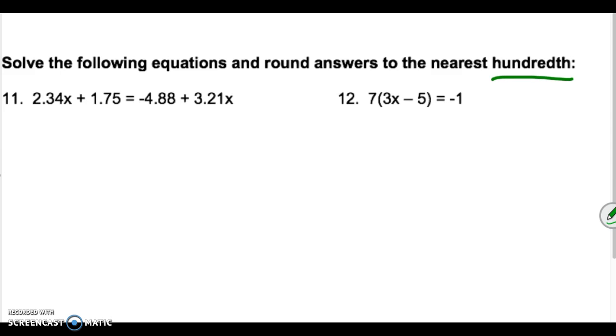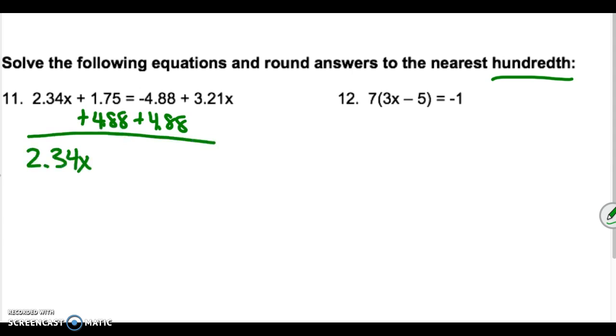First of all, we're going to be looking at this piece here. There's 4 different ways to start this. I'm going to start it by doing plus 4.88. But then I have to add that here to the other constant. So I've got to put it in that spot. Still have the 2.34x. Right now, when I add this down, I'm going to get 6.63 equals 3.21x. So now I can get all the x's over to the right side of the equal sign.